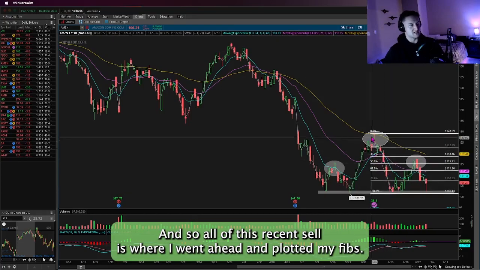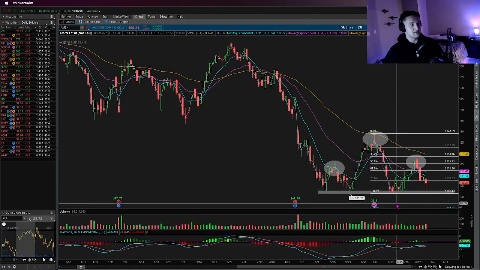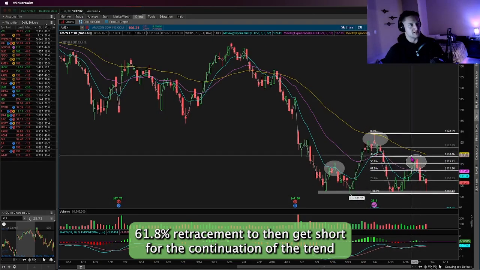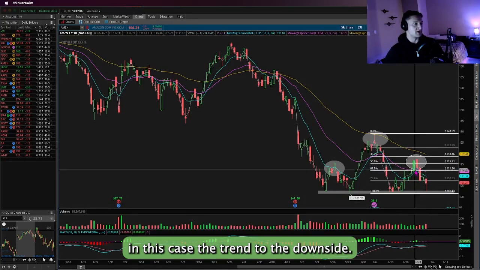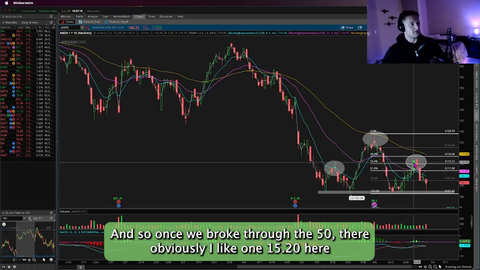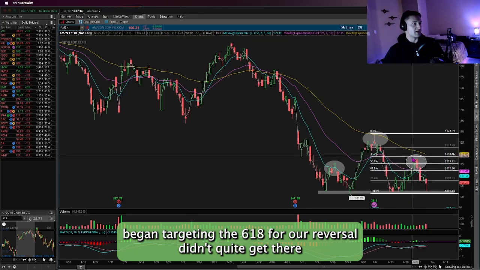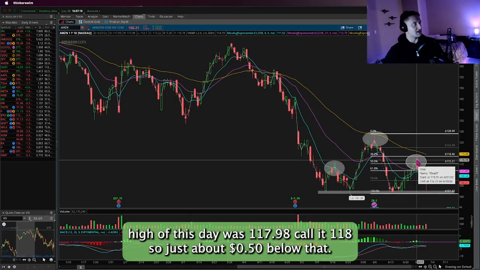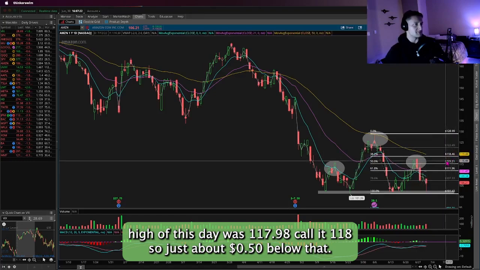And so off of this recent sell is where I went ahead and plotted my fibs. When using these, you're going to be targeting a 50 or a 61.8% retracement to then get short for the continuation of the trend, in this case, the trend to the downside. Once we broke through the 50, at like 115.20 here, we began targeting the 618 for our reversal. Didn't quite get there. High of this day was 117.98, call it 118, so just about 50 cents below that.